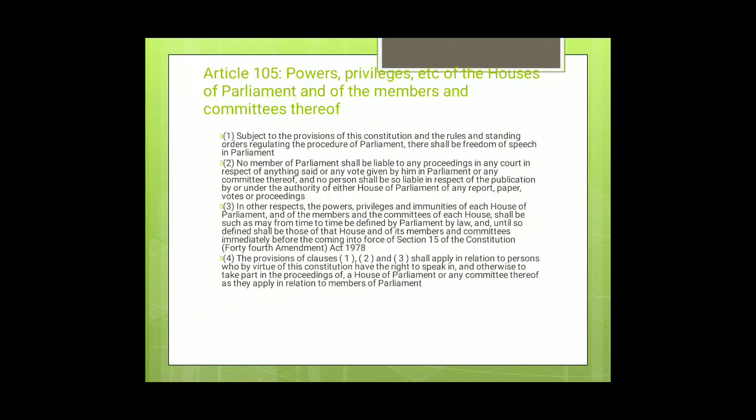Now, here it is, 105. It says, first one, subject to the provisions of this constitution and the rules and standing orders regulating the procedure of parliament, there shall be freedom of speech in parliament. So freedom of speech comes here, the first privilege, right? Then second, no member of parliament shall be liable to any proceeding in any court in respect of anything said or any vote given by him in parliament or any committee thereof, and no person shall be so liable in respect of publication. Again, the same thing. They can publish.